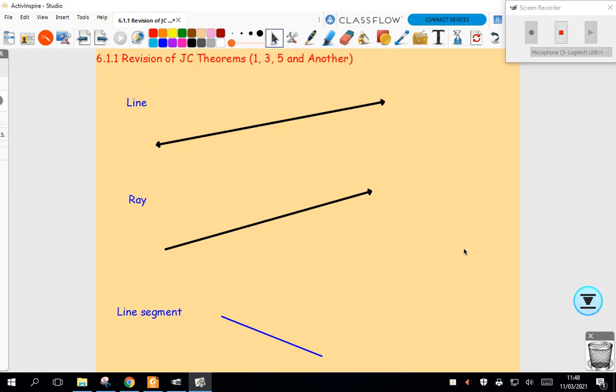Okay, in this lesson I want to look at just a bit of revision of some junior cert theorems. A couple of different things I'll mention just to know. Here's three objects on the screen.